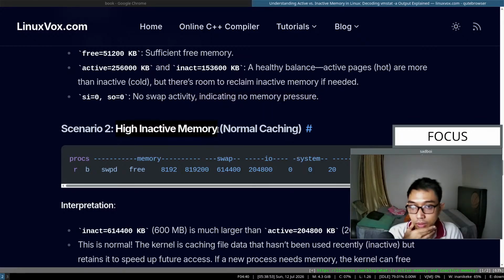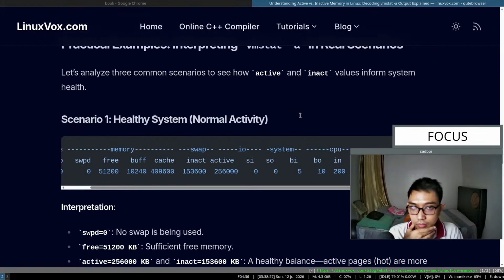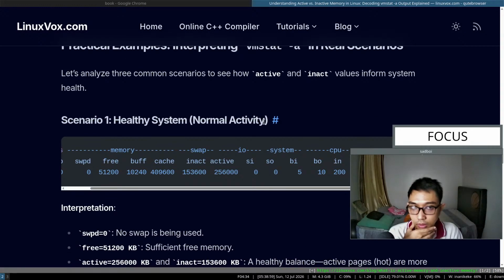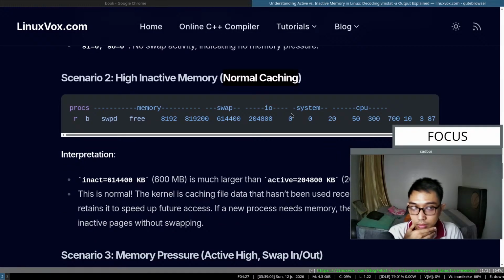Inactive memory. Normal caching. This is normal activity. And this is normal caching. Okay.